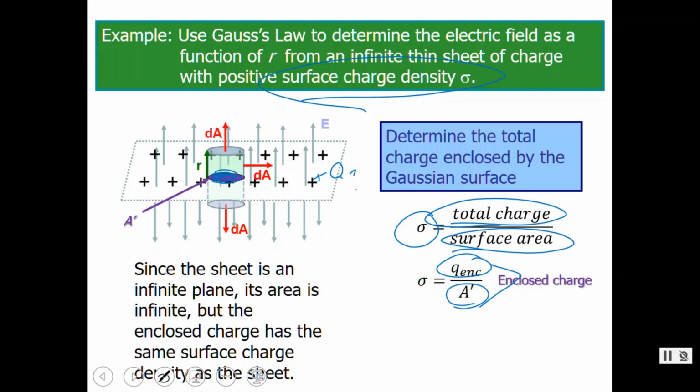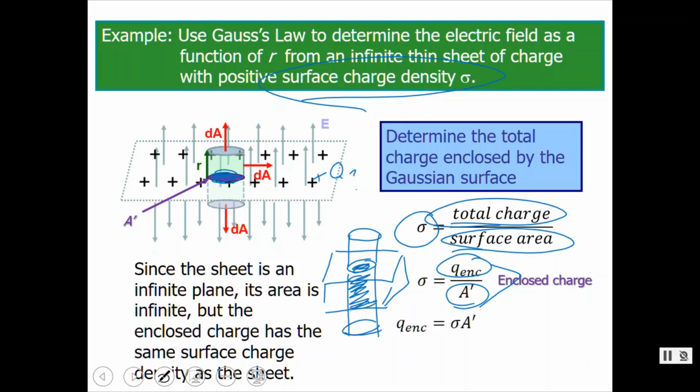You can imagine that if this was a thick slab, I could have more enclosed charge, because if this was an insulator, I could have charge all throughout there. So I could actually have a cylinder's worth of enclosed charge, not just a circle's worth. So you have to be careful with your definitions of things there. In this case, our Q enclosed is equal to sigma times A prime.